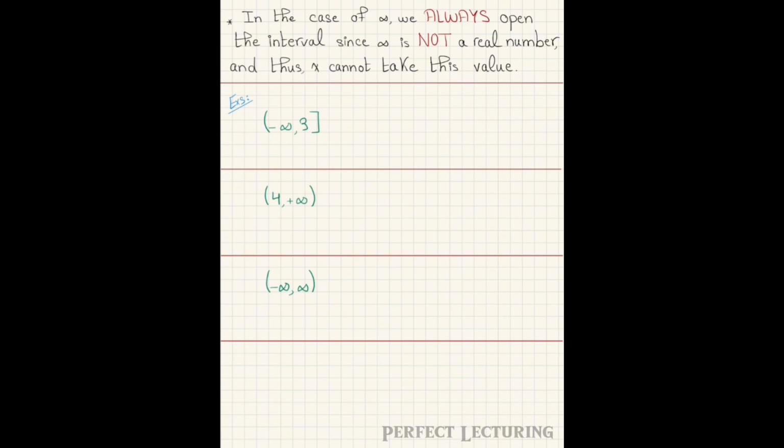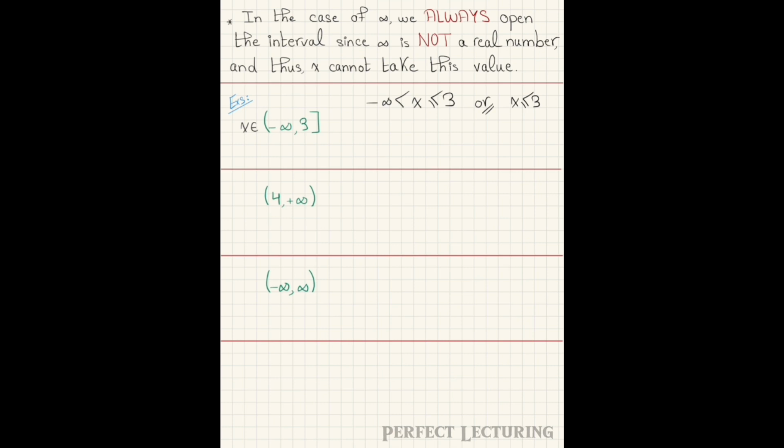Now, if it happens that at least one of the endpoints is infinity, we always open the interval at infinity. Why? Because infinity is not a real number. This means x cannot take this value. So these are some examples. For the first example, if x belongs to (-∞, 3], this means that x is between -∞ and 3 with 3 included, or simply, we can just write x is less than or equal to 3.